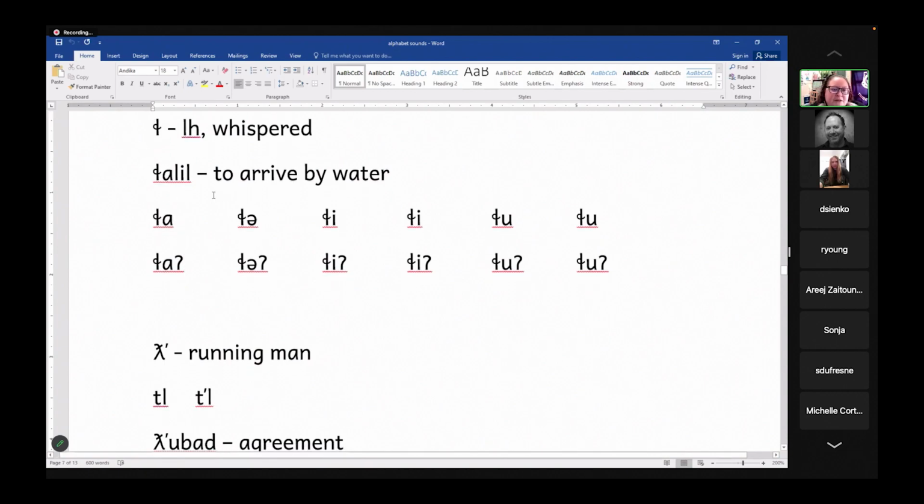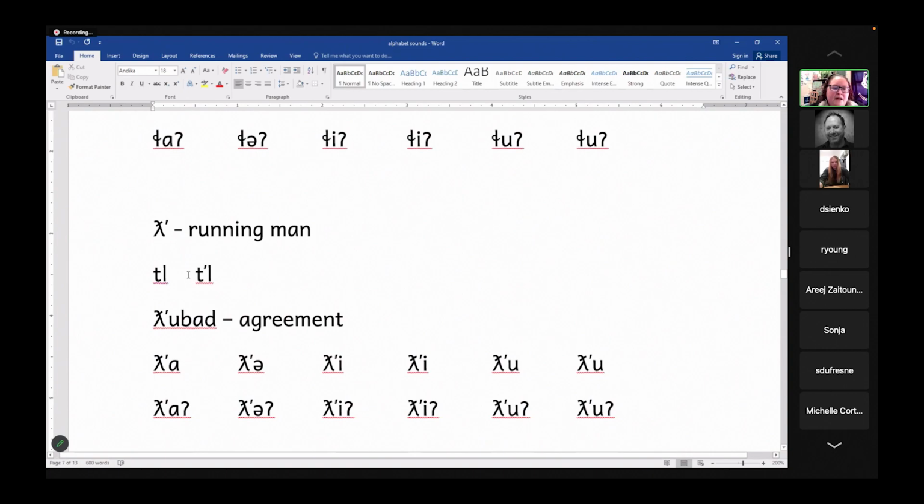I just did. So next we have the opposite of a whispered L, which is the running man, a harder sound. We call it the running man because it looks like a guy running, and that right there is his little bead of sweat. It's going to come from the back of your teeth, like how you would call a horse, only instead of sucking the air in, you're blowing it out.